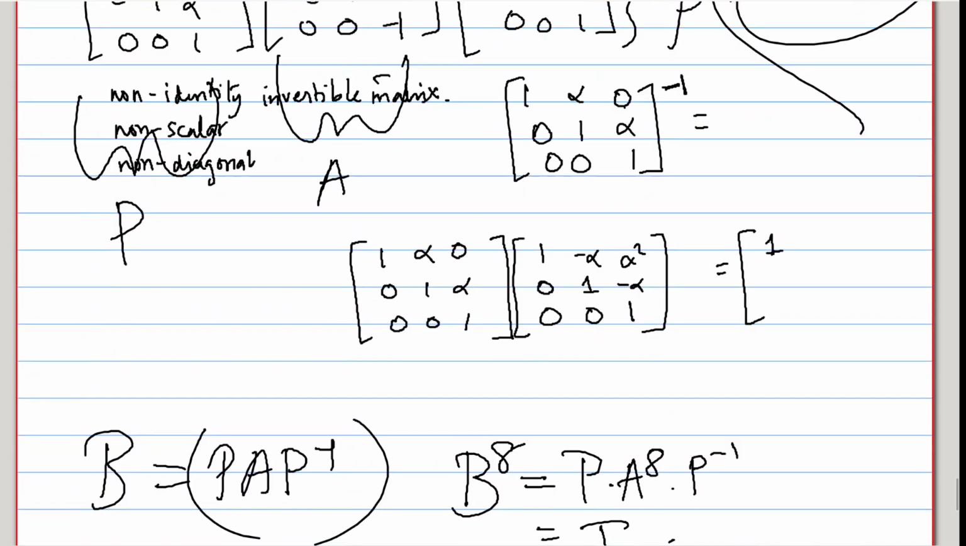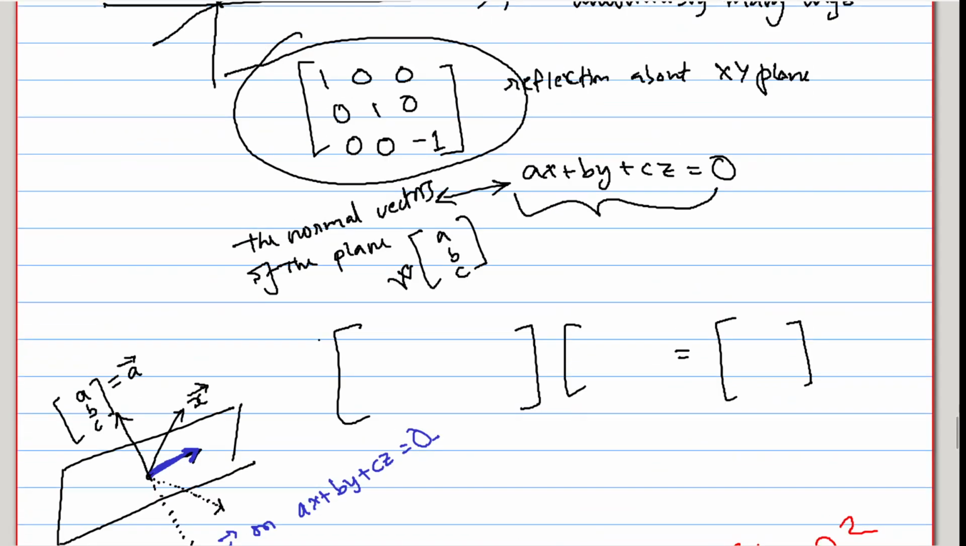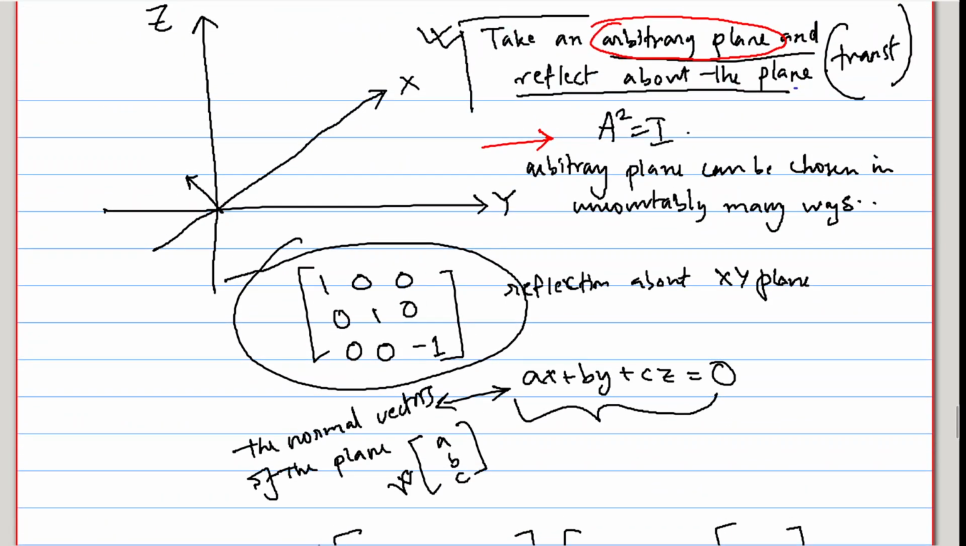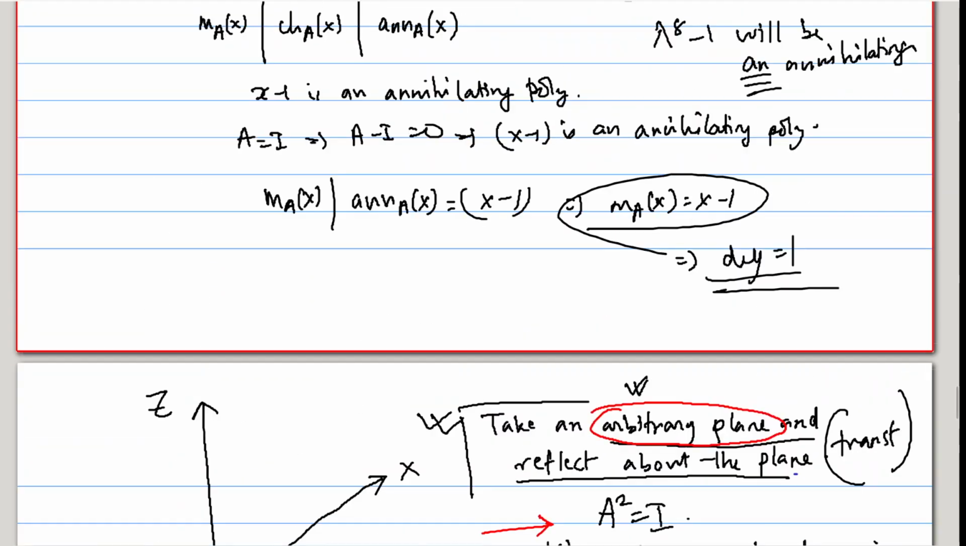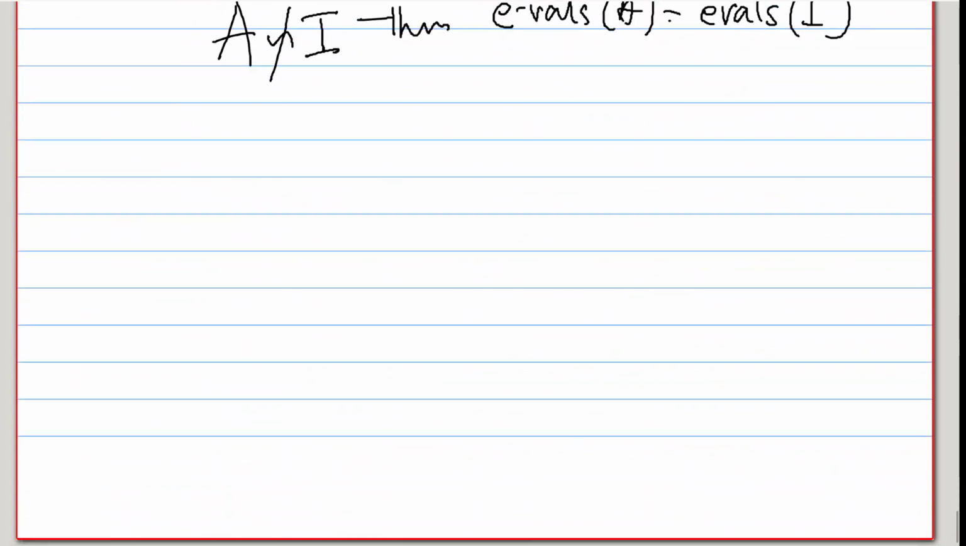Fine. But intuitively, if you want to solve this in the exam hall, just think about this idea: take a plane and reflect about that plane. That plane can be chosen in uncountably many ways, so there are uncountably many such maps. Okay, that's pretty much it. Let's go to the next question.